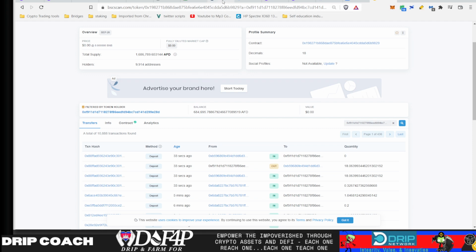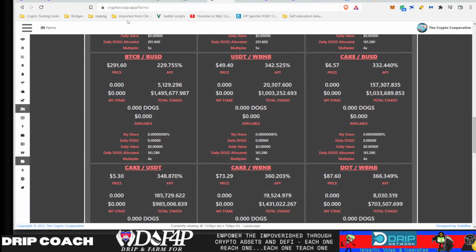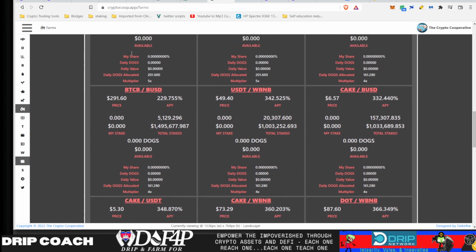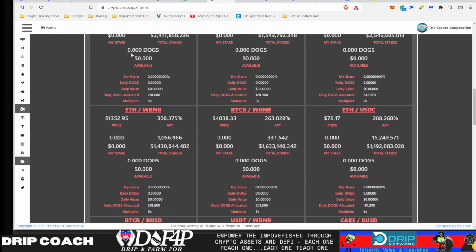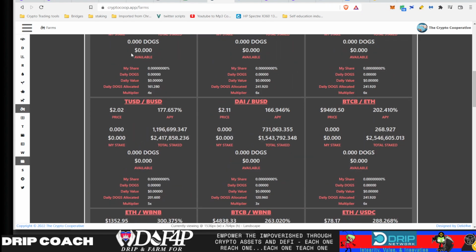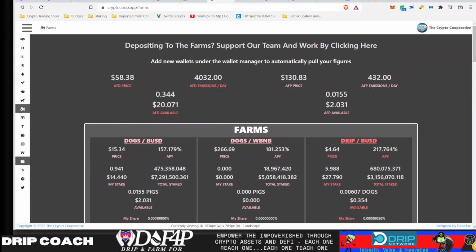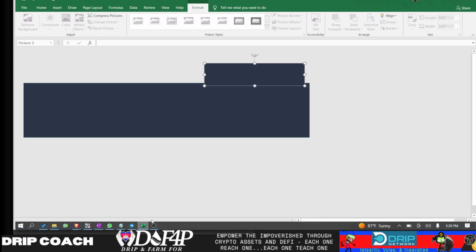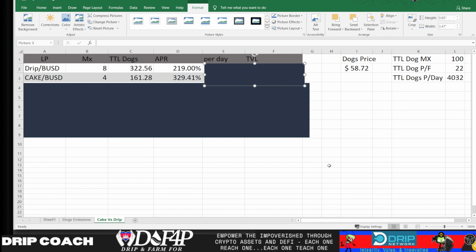But we have an even easier way. Shout out to whoever created the crypto co-op app, crypto coop, co-op or coop, I'm not sure, dot app. Right up here, they tell us 4,032 Animal Farm dog emissions per day and 432 Animal Farm pigs emissions per day. So we can use that data and come over here basically to determine what is best.